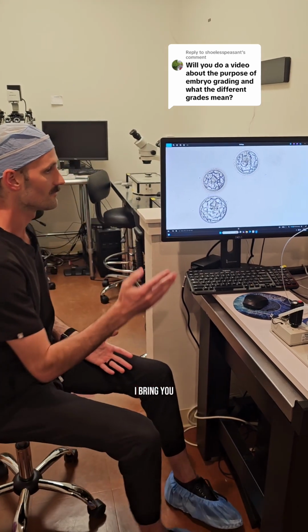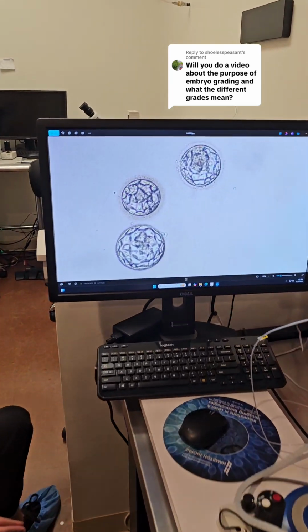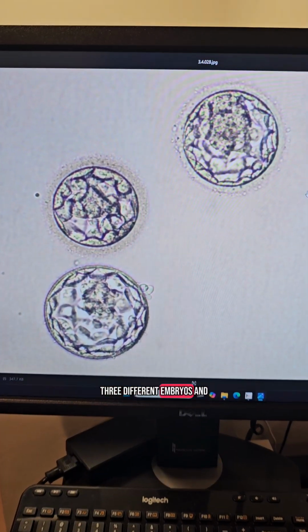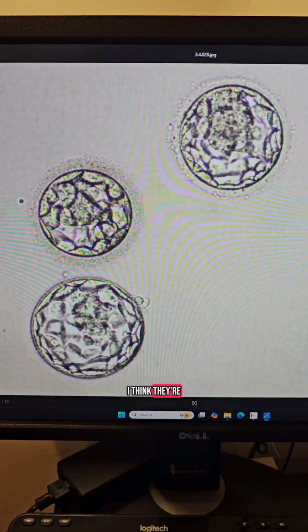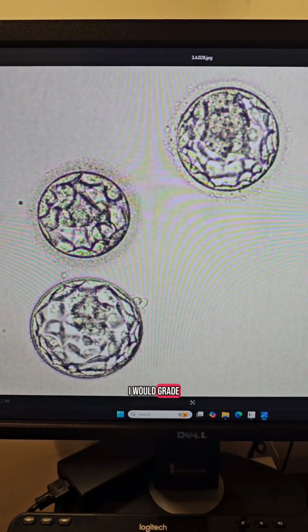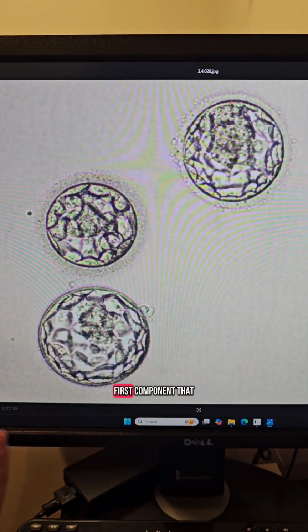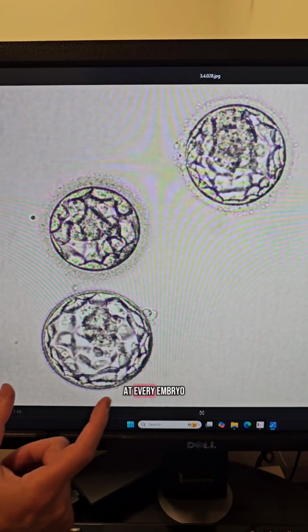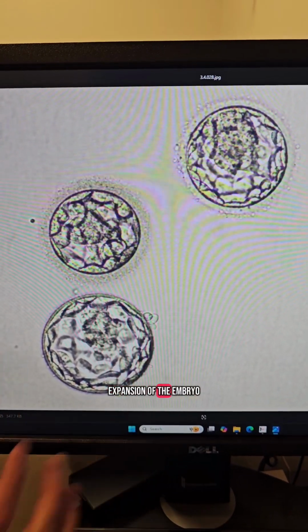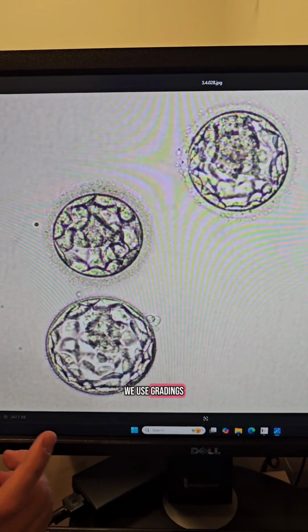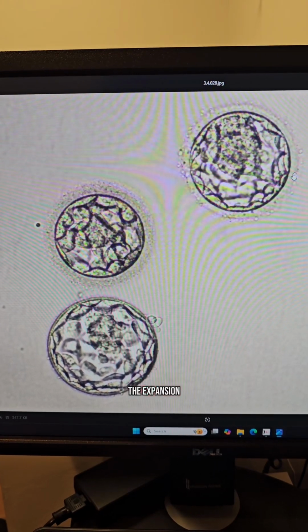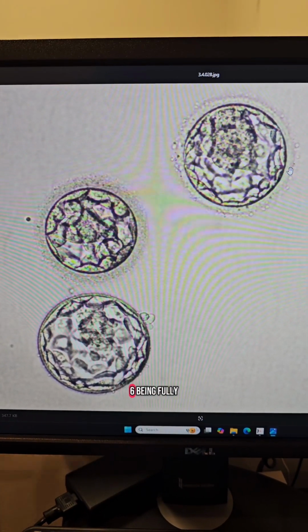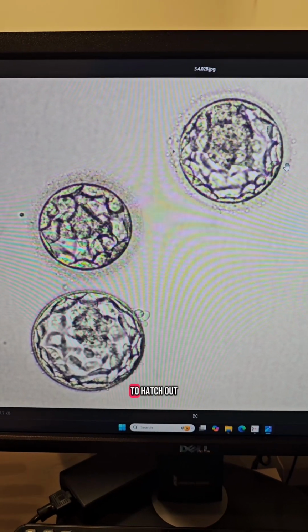If I bring you in here, we can see three different embryos. To me, all of these embryos are really equally beautiful. I think they're great embryos, but I would grade them differently. The first component that we look at in every embryo is the relative expansion of the embryo. We use number grading 1 through 6 to grade the expansion, 1 being the least expanded and 6 being fully expanded and ready to hatch out.